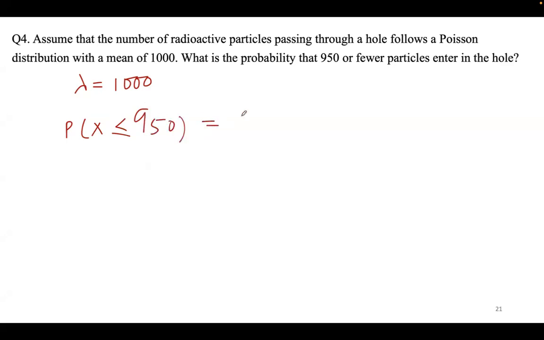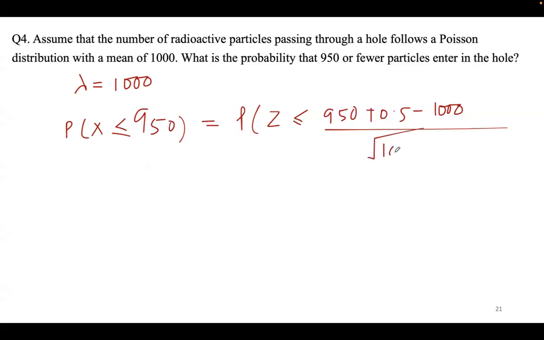Again, doing the same thing for Z, we'll solve it. 950 plus 0.5 for the continuity correction, minus the mean, upon root of variance. So that's standard deviation. So that's root of 1000. Root of lambda. Again, solve this. So you get Z less than minus 1.5.